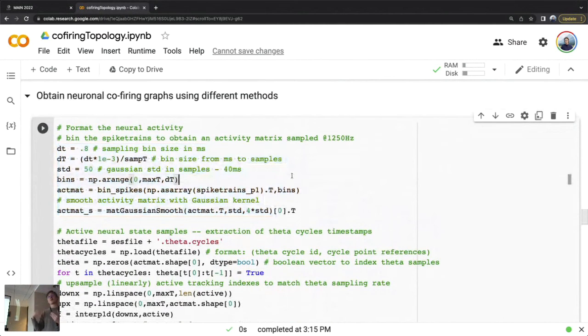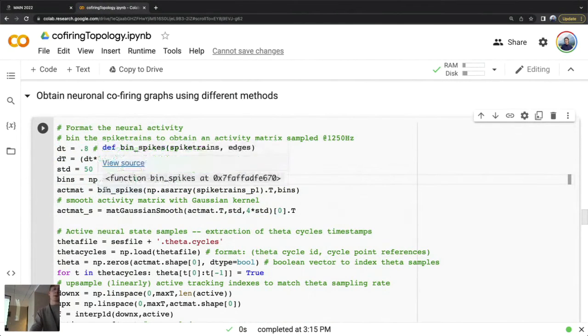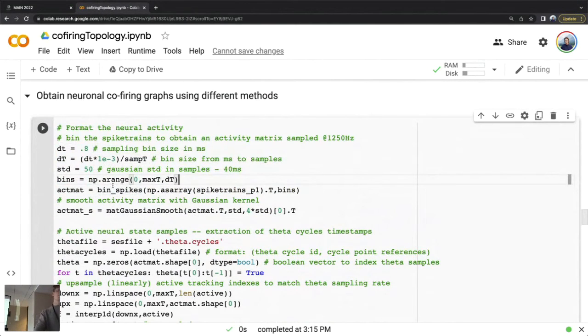And now we want to have a representation which has the same temporal framework. So we have to bin the spikes. To do that, we simply use this bin spikes function, which I wrote, but it's simply a histogram function, a bit fancier, just to put them in the right format. But basically giving the bins, which is an array going from 0 to maximum time in 1250, the sampling frequency of the raw data that I showed you before.